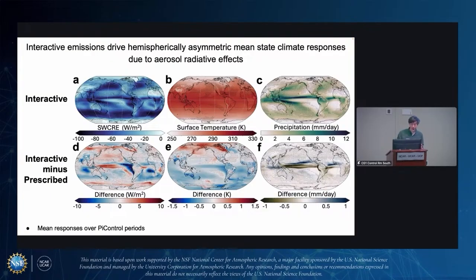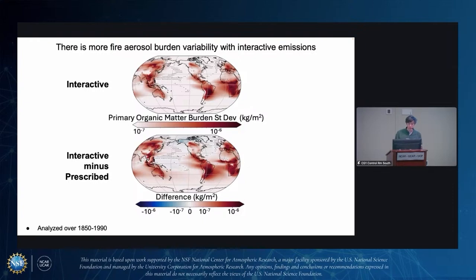And consistent with these results as well is a change in the distribution of precipitation, specifically a northern shift in the ITCZ. Next, we look at the variability differences caused by interactive emissions.